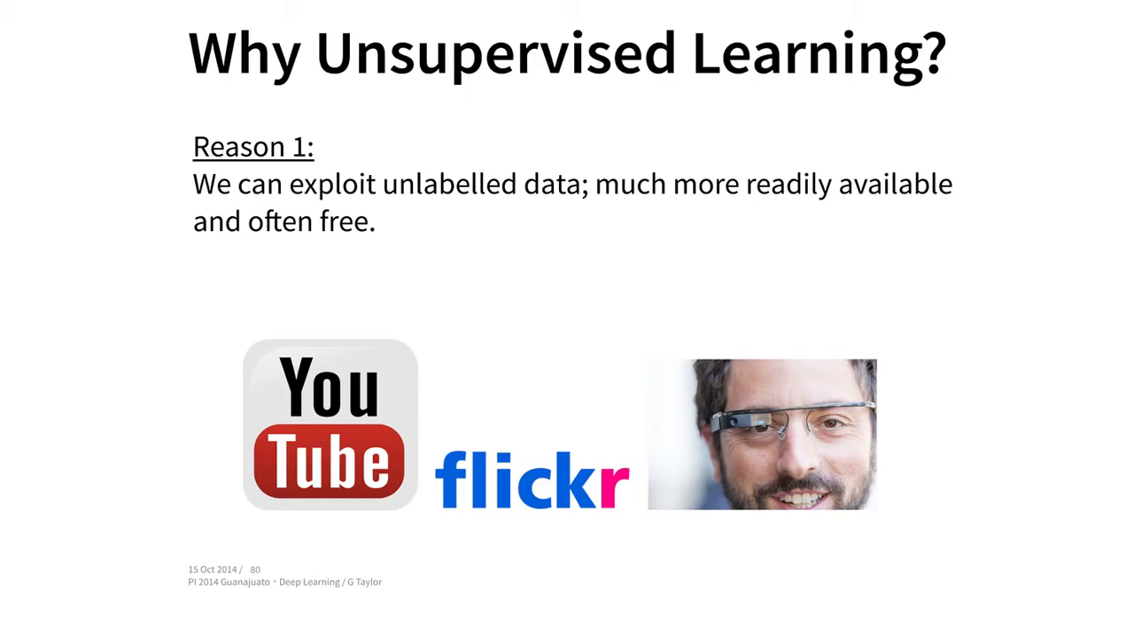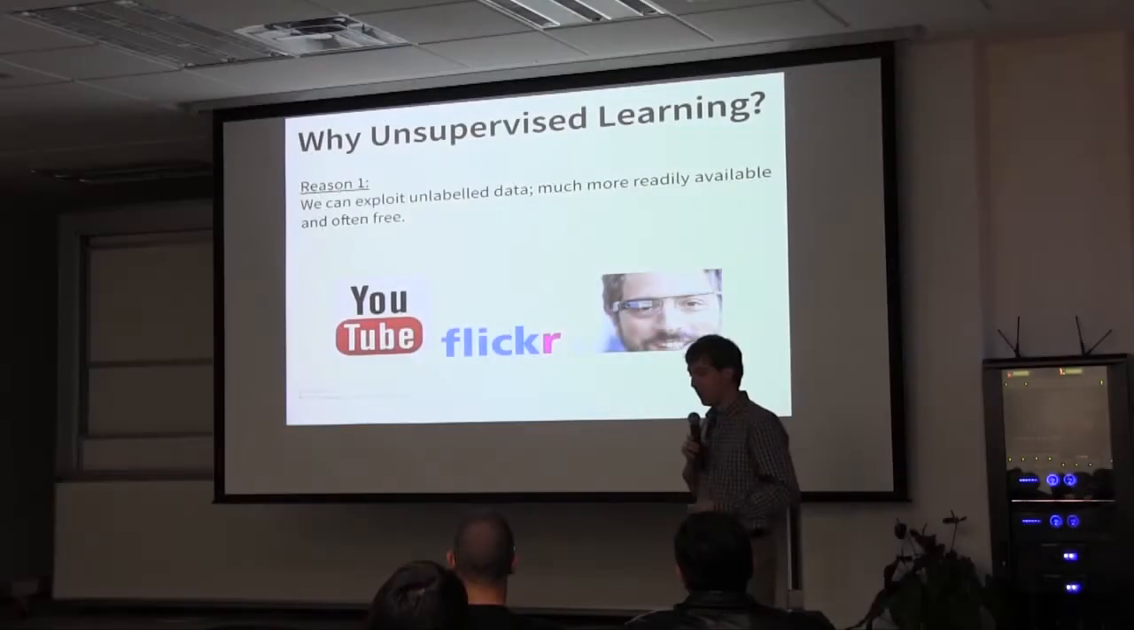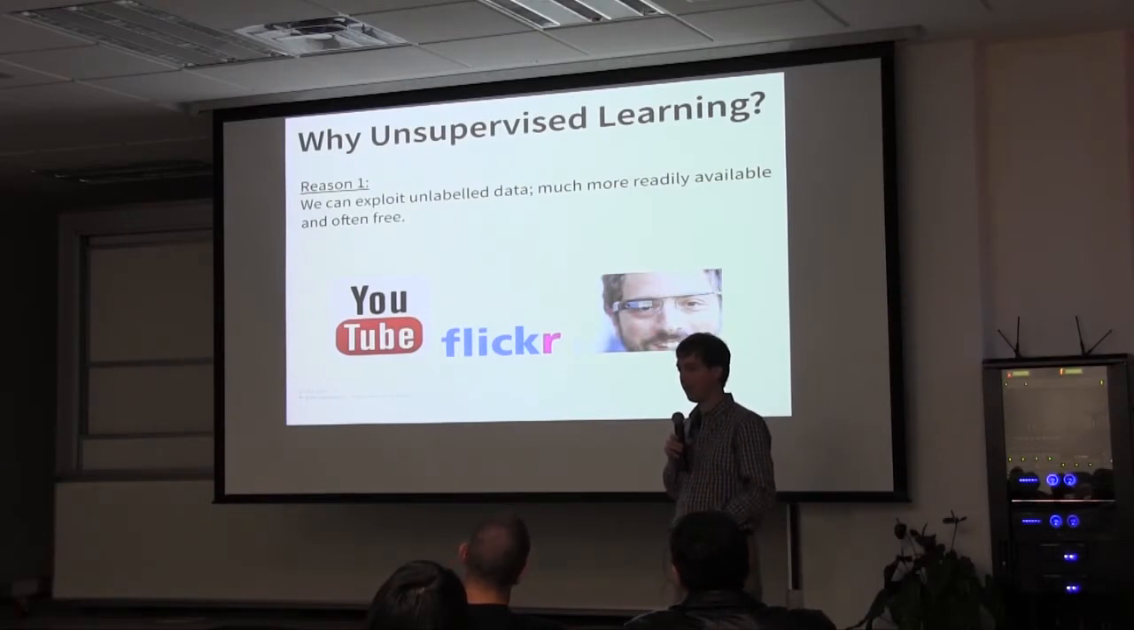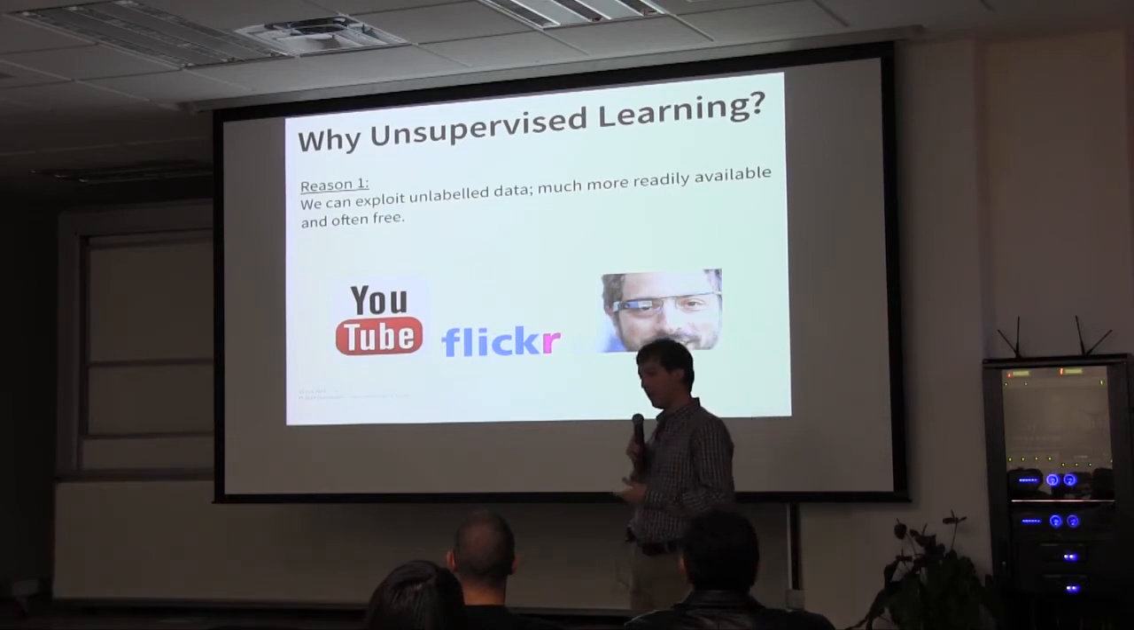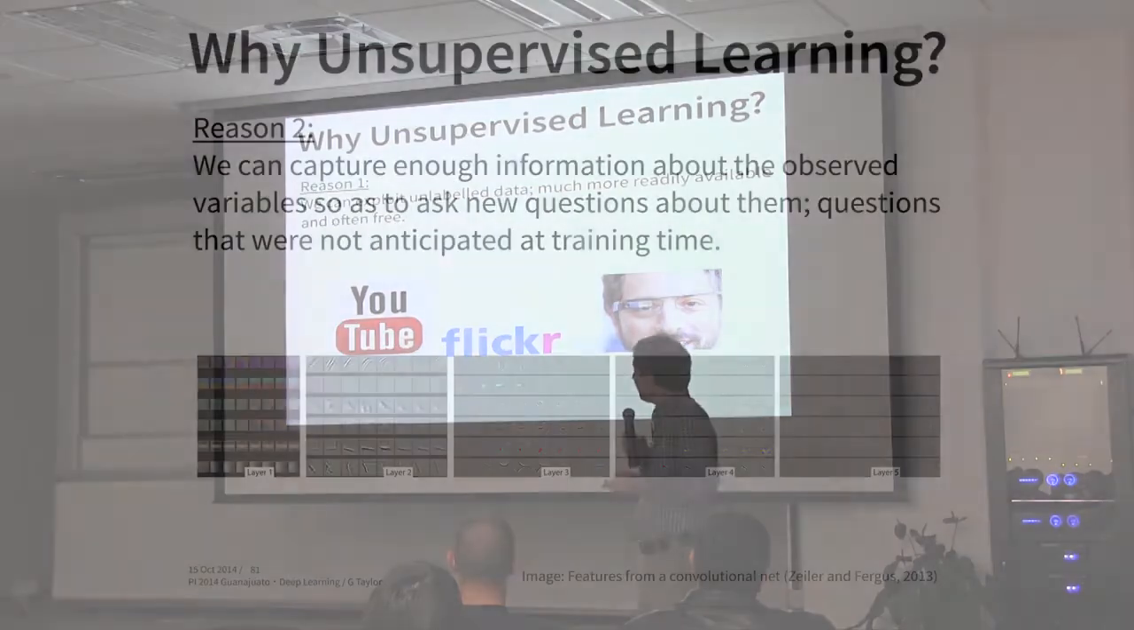You see examples like YouTube, Flickr, Google Glass. All these are huge repositories of data, right? We're generating data at a massive rate. A lot of this data is available free, and we don't have humans go out and label it if we can just use the data that's unlabeled. So the idea behind using unsupervised learning to exploit unlabeled data is that we might be able to do something with it that might even help a supervised task.